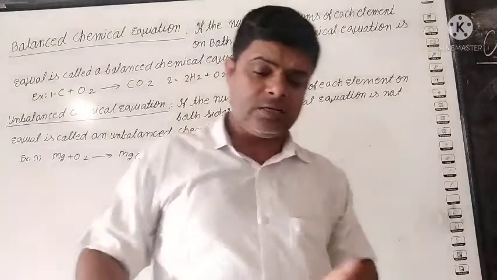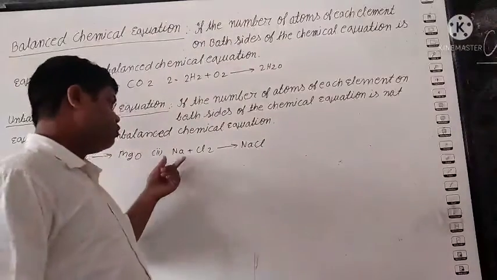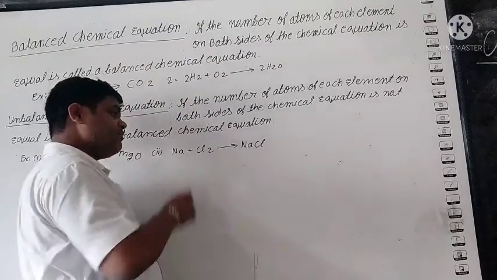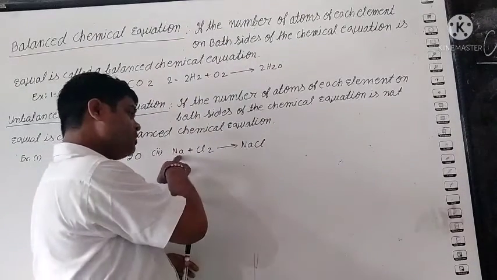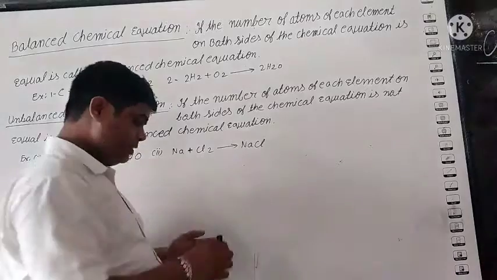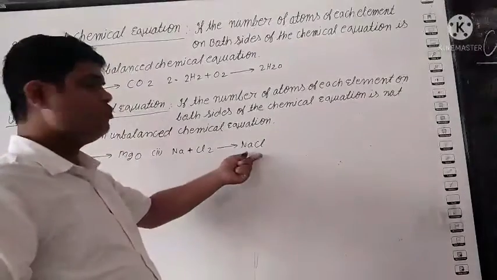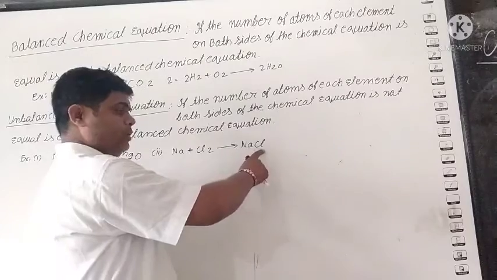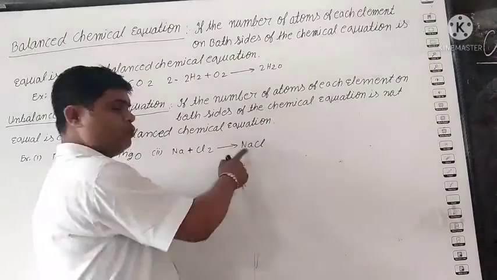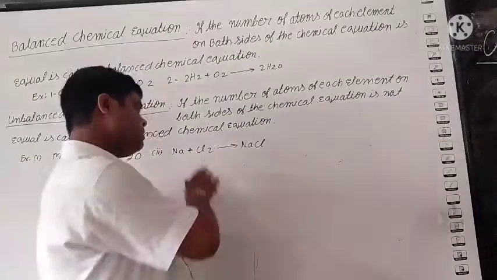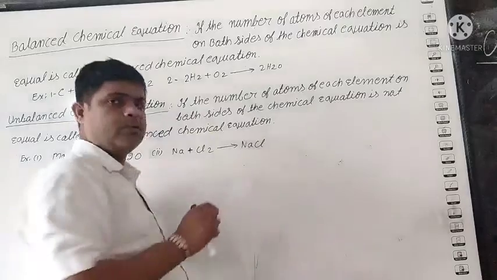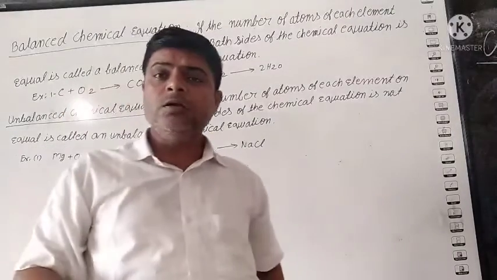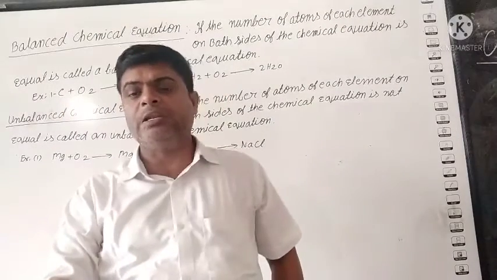Clear? See the other example, like sodium. When sodium reacts with chlorine, see how many sodium? One sodium and two chlorine. They join together to form sodium chloride. But on the product side, there is only one sodium and one chlorine. Here one sodium is balanced, but here two chlorine and here only one chlorine. It is not balanced. So this is the unbalanced chemical equation.